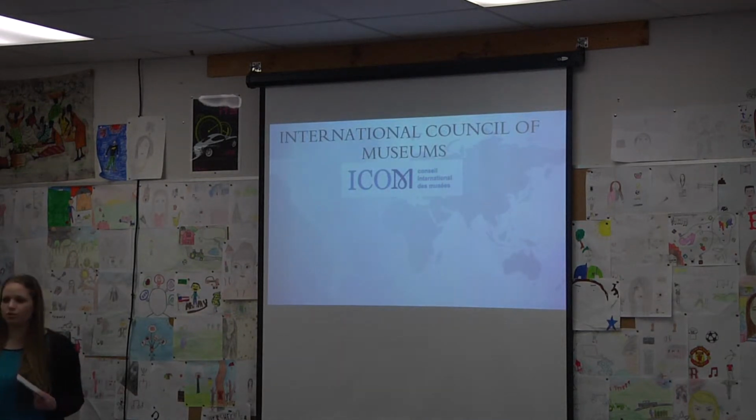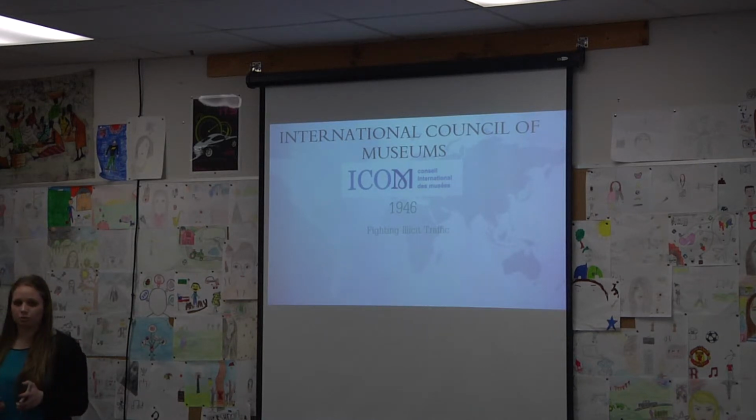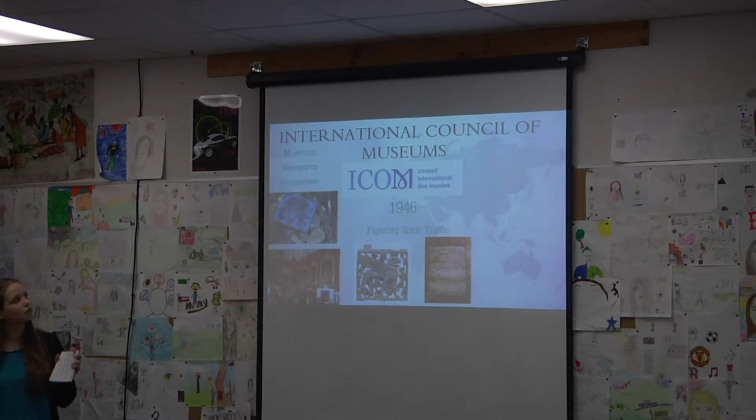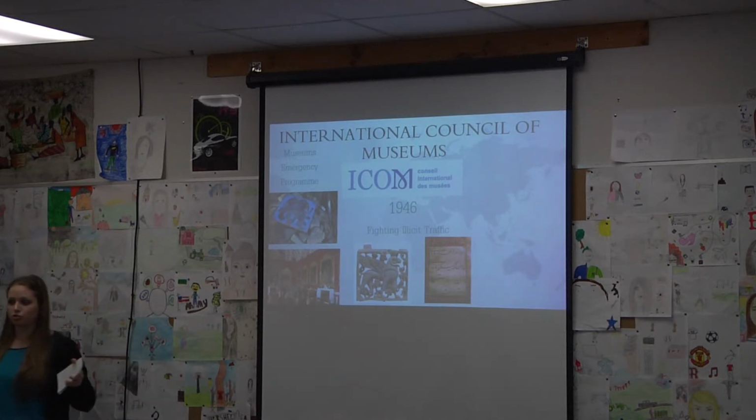So this is the oldest international form of an art crime team. They were founded after World War II in 1946. They fight illicit traffic, and they also have their version of the FBI National Stolen Art File. They have a red list, but that's organized by countries. They have a museums emergency program, so they step in when items have been destroyed by either war or nature. Usually it's nature, not necessarily war.